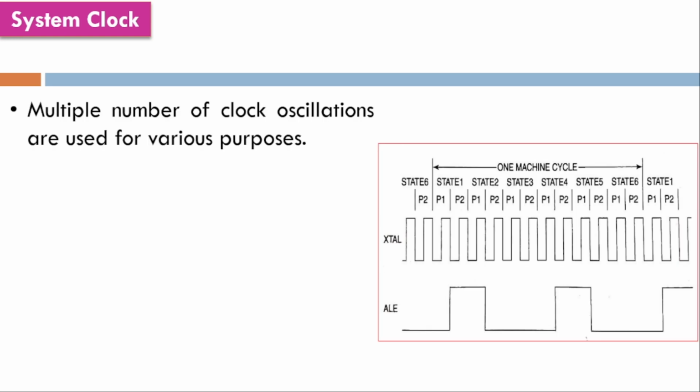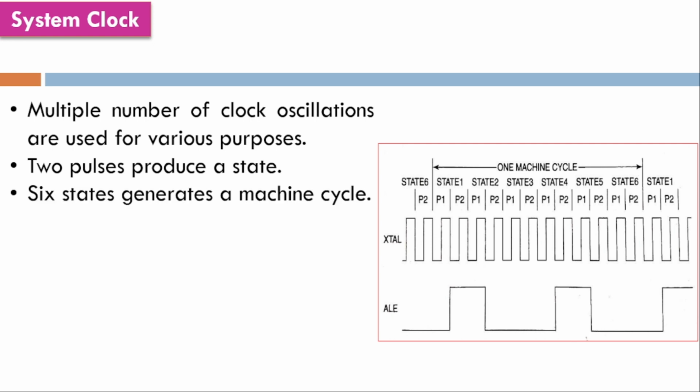2 pulses produce a state. 6 states generate a machine cycle. An instruction needs 1, 2, or 4 such machine cycles for fetching the opcode and its execution. The ALE signal is available for each machine cycle.